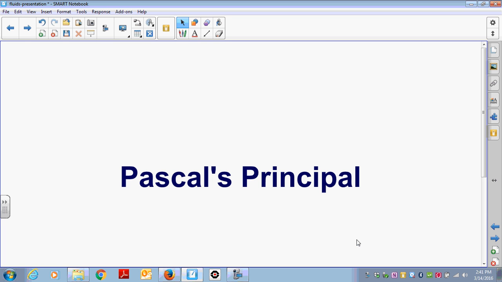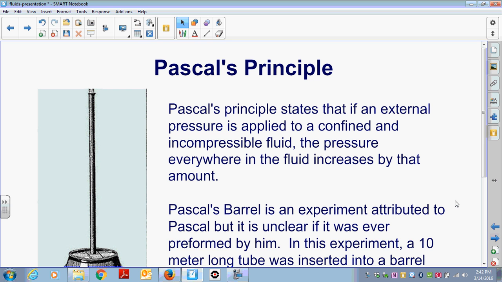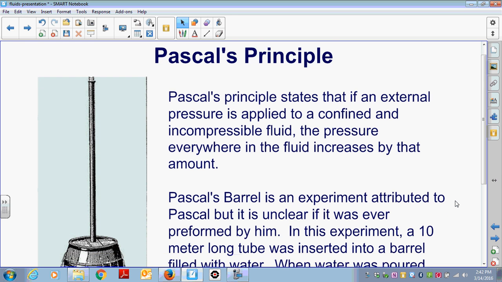Okay, so let's go ahead and look at Pascal's principle. Pascal's principle states that if an external pressure is applied to a confined and incompressible fluid, the pressure everywhere in the fluid increases by that amount.